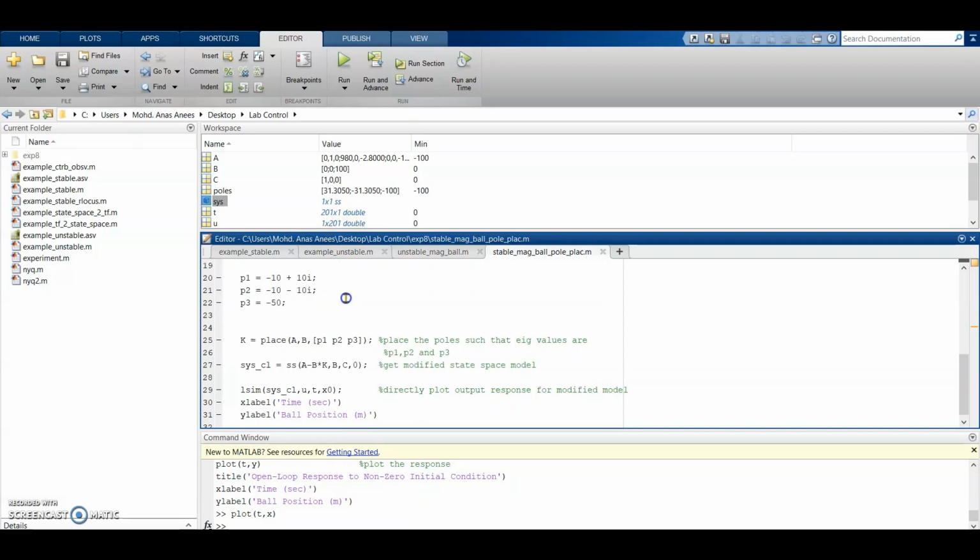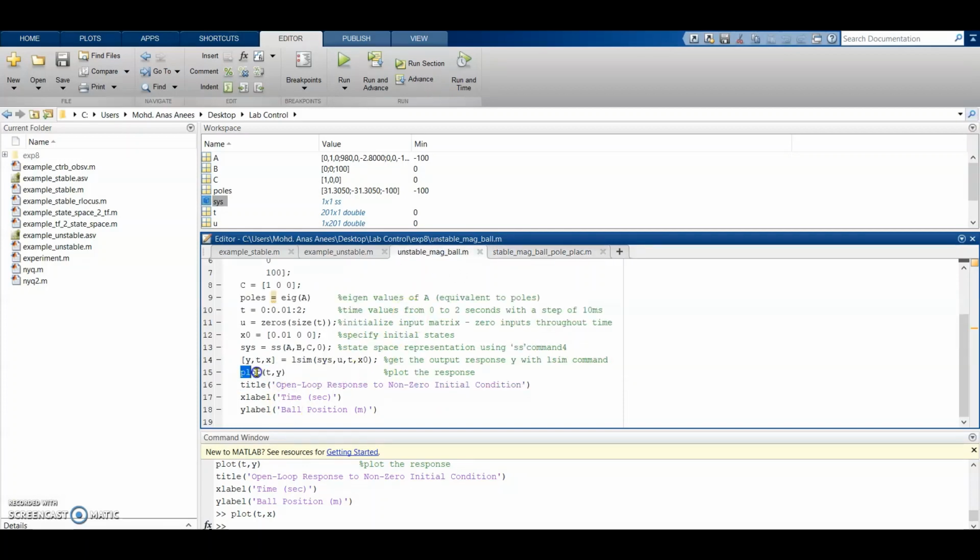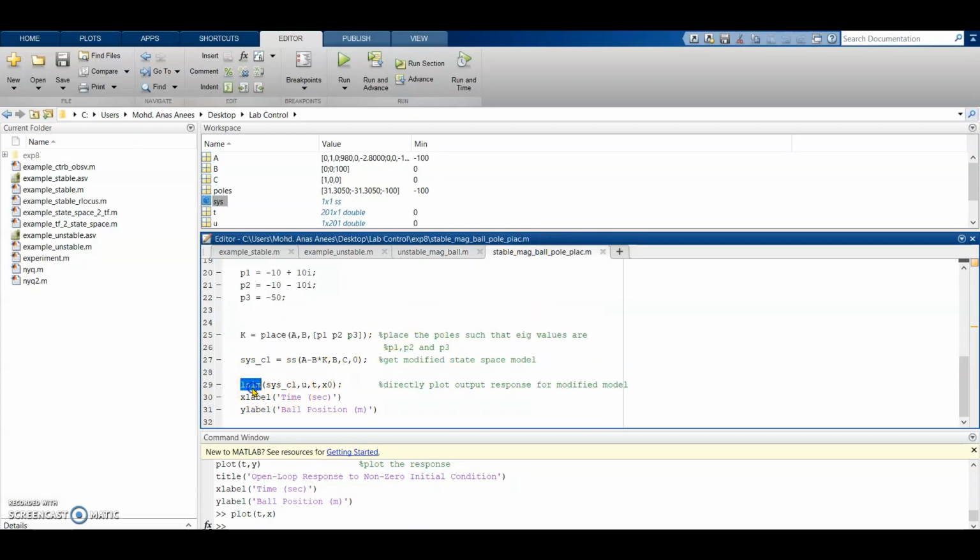So this is the same program. We have placed the poles at this location, and then the LSIM command will itself plot the output. In the previous program we used the plot command, and LSIM was used just to store the values in Y and X, but the LSIM command itself will also generate the Y signal with respect to time. So let us run this.